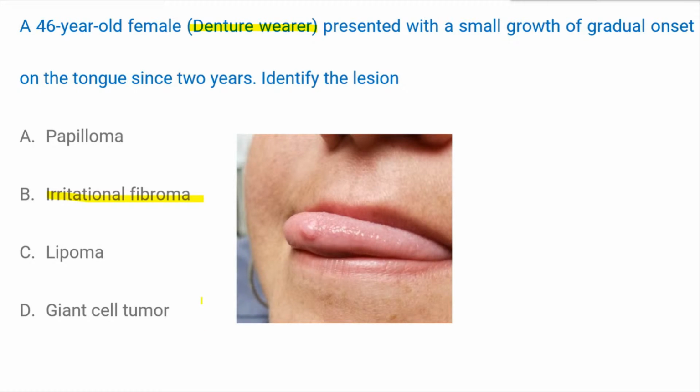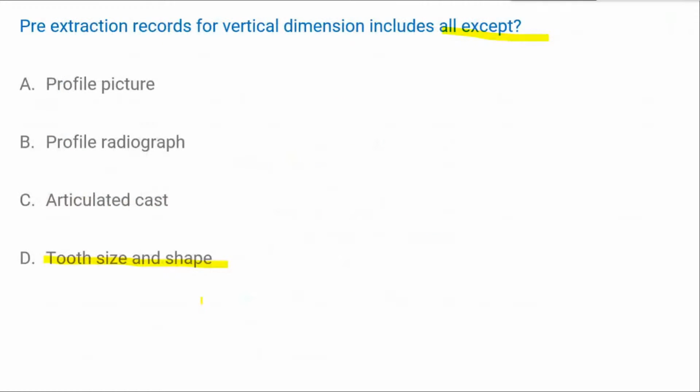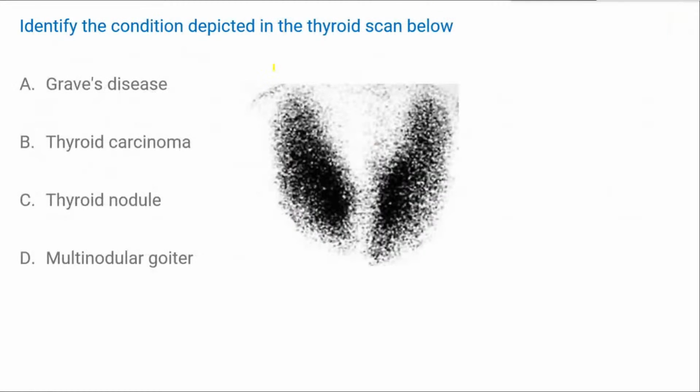So if that is clear, we'll move to the next question. This is also done. We'll move to this. Identify the condition depicted in the thyroid scan below. This is the radionucleotide scan of the thyroid. Is it Graves' disease, carcinoma, nodule, or goiter?